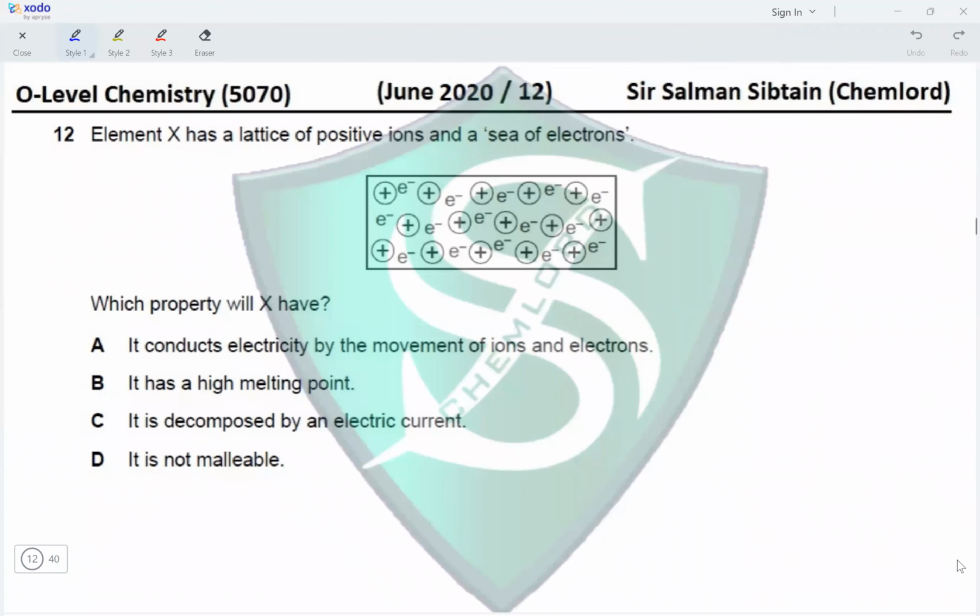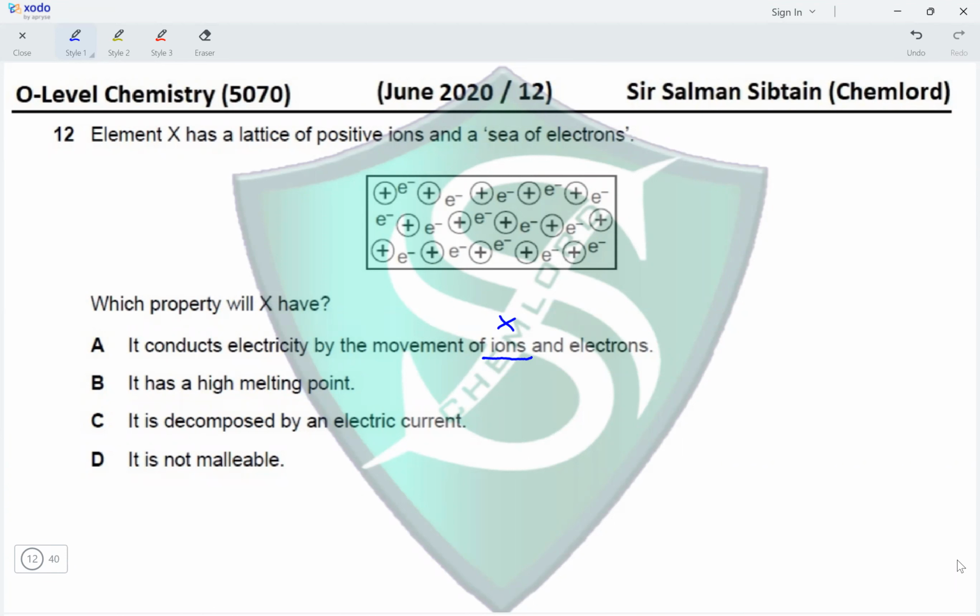Question 12. Element X has a lattice of positive ions and a sea of electrons. So element X is a metal. Which property will X have? It conducts electricity by movement of ions and electrons. No, only electrons move. Ions do not move in metal. So ions will make this statement incorrect.